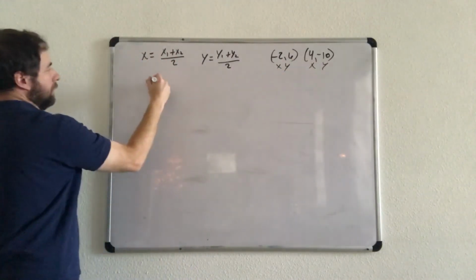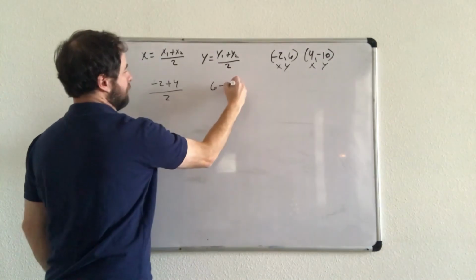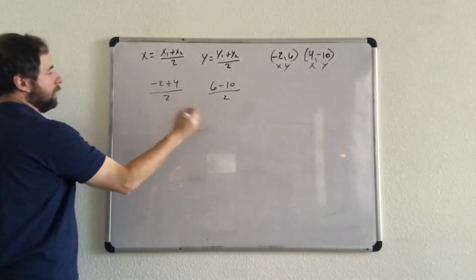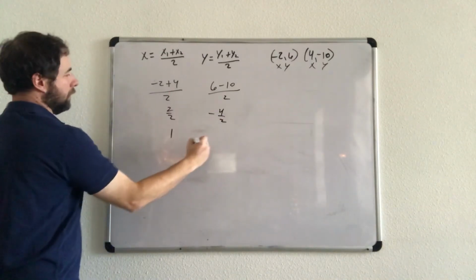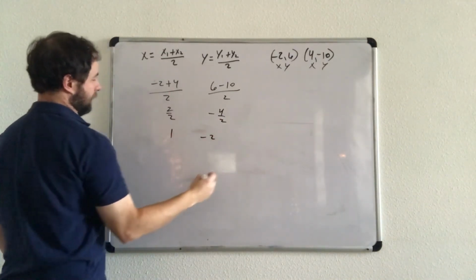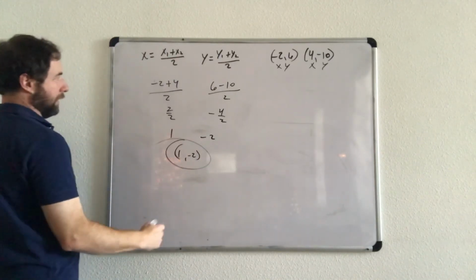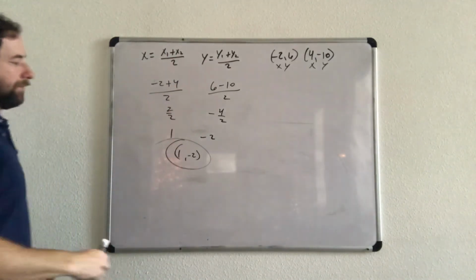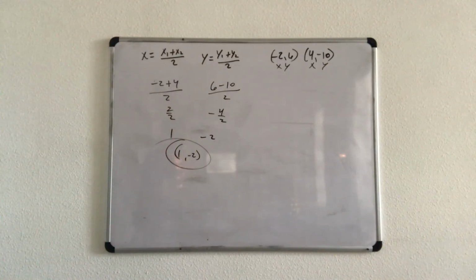So you take negative 2 plus 4 and divide it by 2. You take 6 minus 10 and divide it by 2. So this is going to be 2 divided by 2, negative 4 divided by 2. You get 1 and negative 2. So the answer is 1 comma negative 2 is the coordinate that is the midpoint of those two. Not a difficult task. And that's it for lessons 35, 36, and 37.